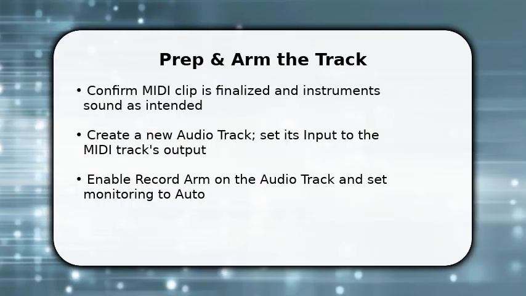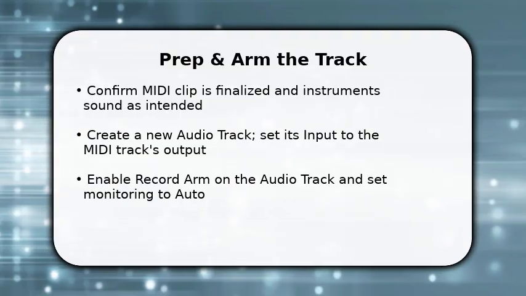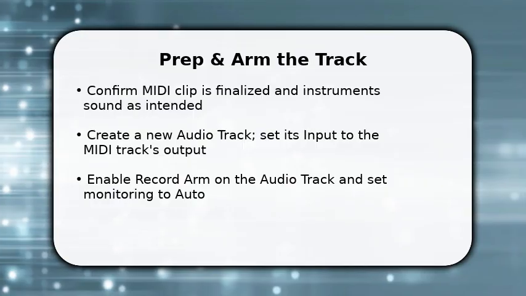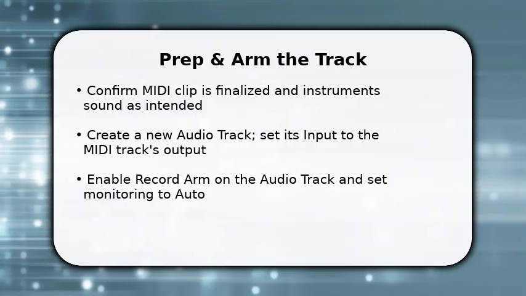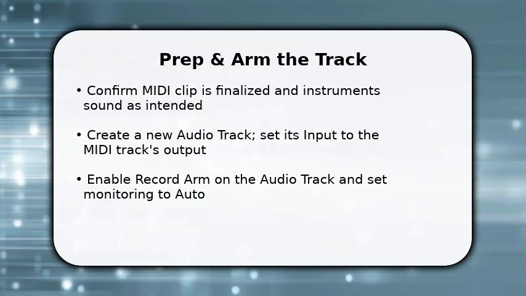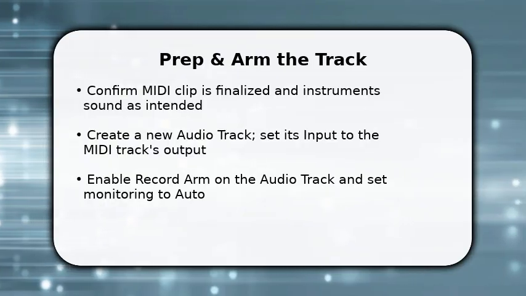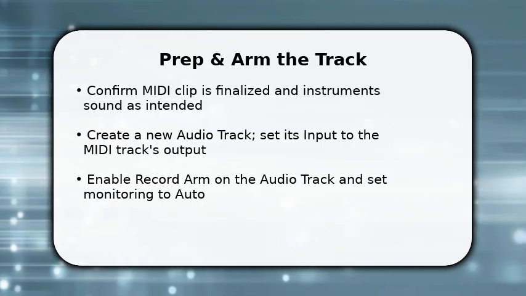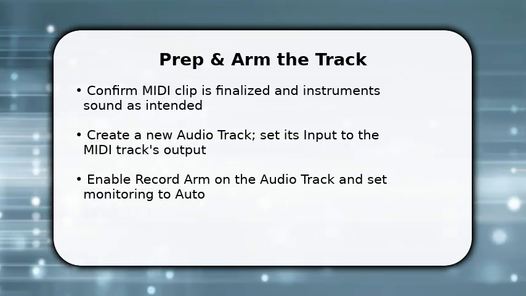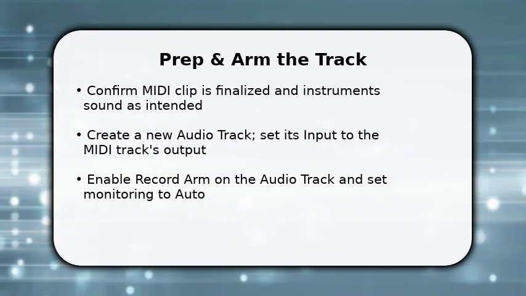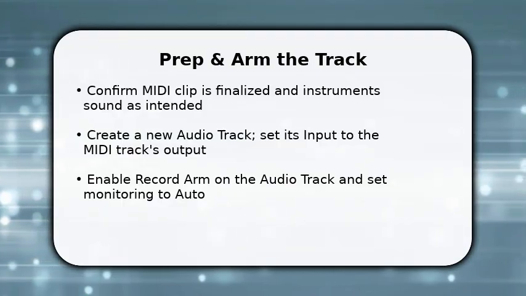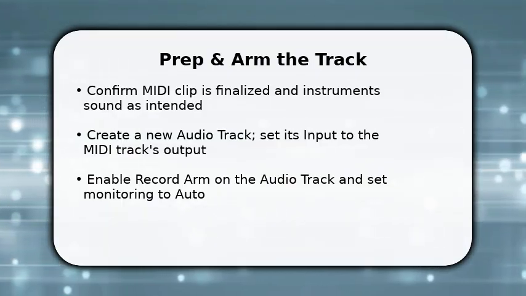You start by locking in the sound. Make sure your MIDI clip and virtual instrument are exactly how you want them because rendering captures the current tone. Once done, create an audio track and route its input to the MIDI track's output or the instrument's output. Then arm the audio track for recording and set monitoring to auto so you hear playback. These steps let Ableton record the live output rather than printing MIDI, which is essential to get consistent audio captures.